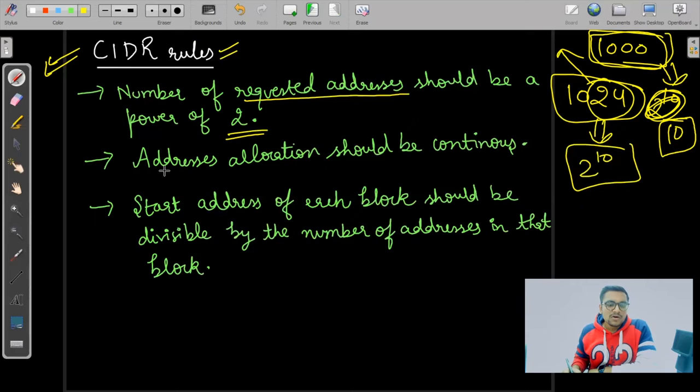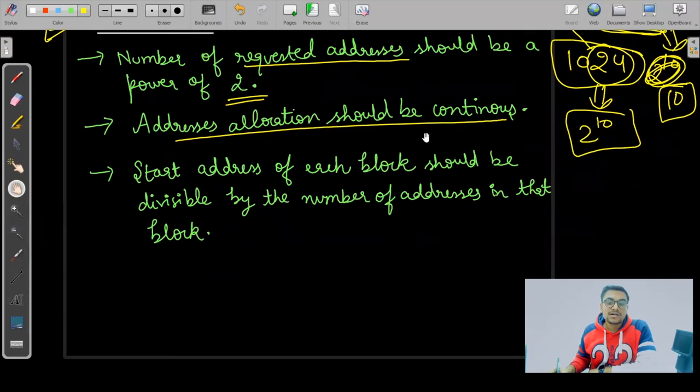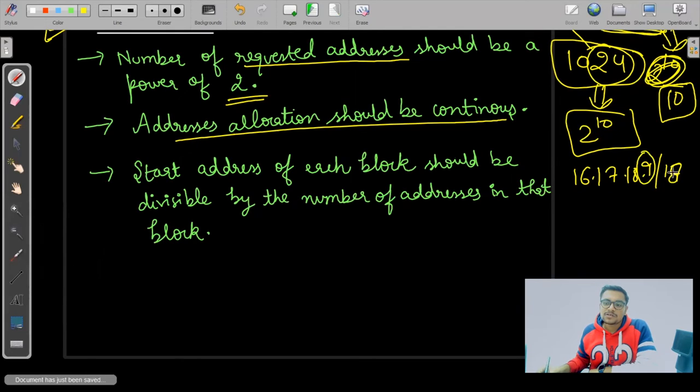Now moving on, address allocation should be continuous. This is pretty much self-explanatory. The meaning of continuous is that if I have an IP address 16.17.18.9 with a slash 18 bits, then the IP addresses that will be allocated corresponding to this particular classless addressing for each host would be .9, .10, .11, and so on. So that is the meaning of continuous.